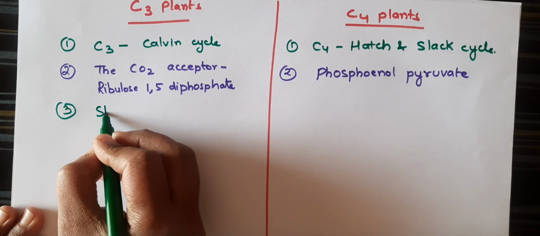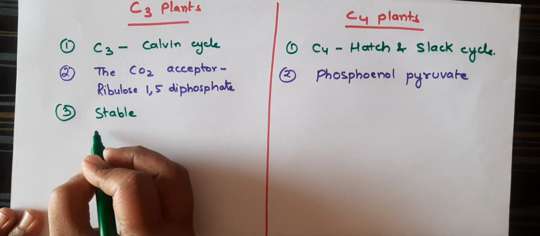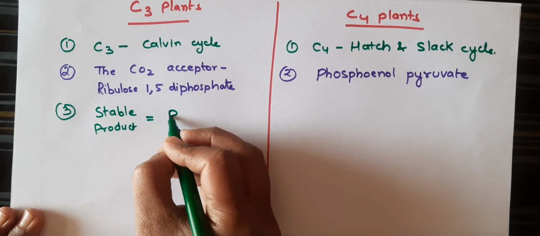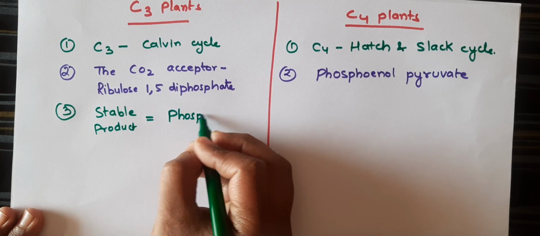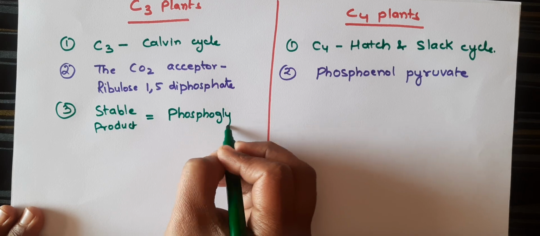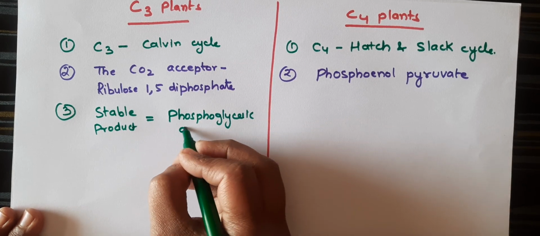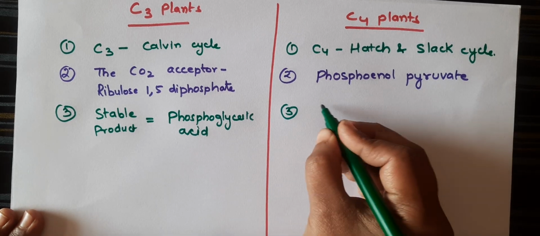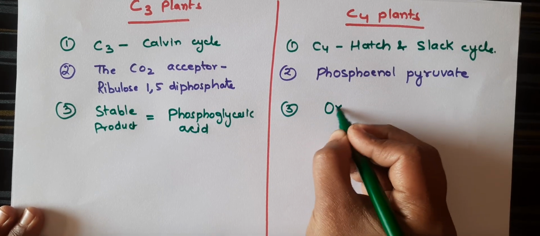So the first stable product formed in the C3 cycle is phosphoglyceric acid, whereas in case of the C4 cycle the first stable product is oxaloacetate.